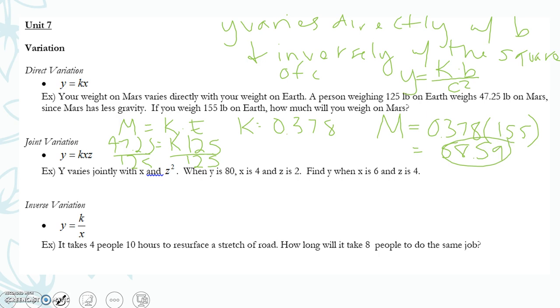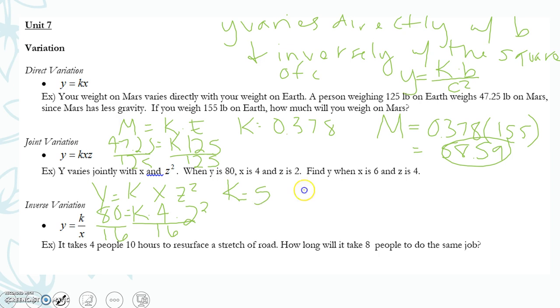The second one is joint, y equals kxz, so it's just like direct variation. Y varies jointly with x and z squared, so y equals k times x times z squared. So this is when y is 80, so I plug in 80 for y, x is 4, and z is 2. I have to remember to square it, and I have to find k first. So I do 4 times 2 squared, that's 16, so I divide over 16. So that means k equals 5.